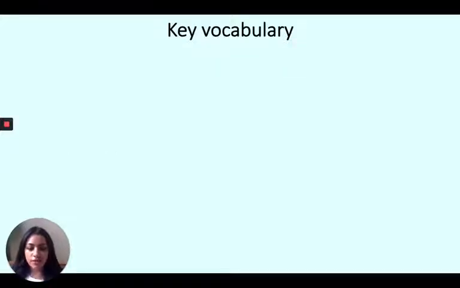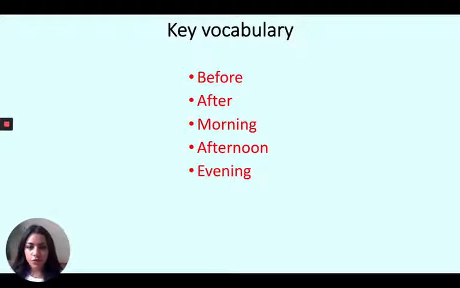So, the key vocab that we're going to be learning today is, let's have a look at these words: before, after, morning, afternoon, evening, first, next, last, and finally. So these are the words we're going to be learning and using in today's lesson.